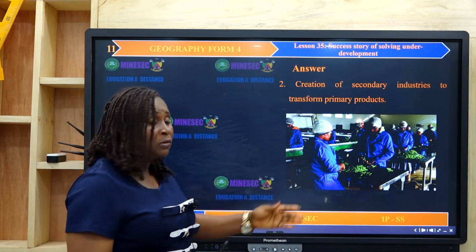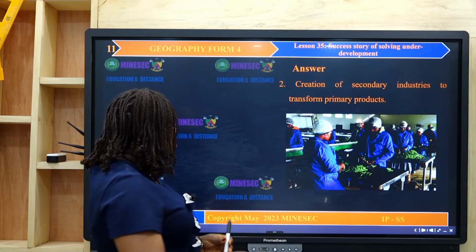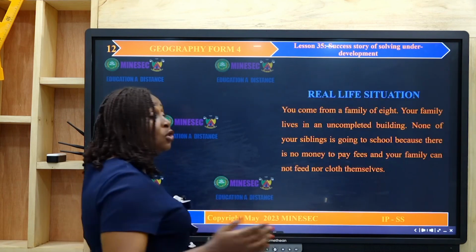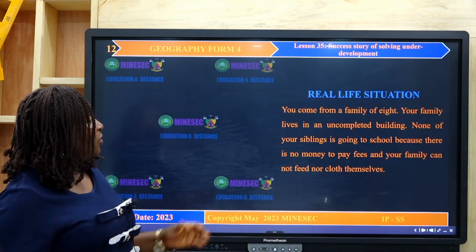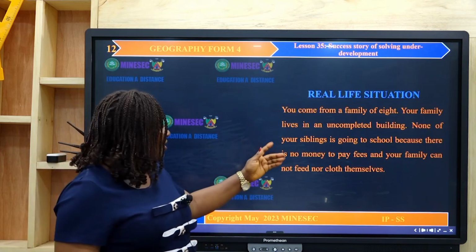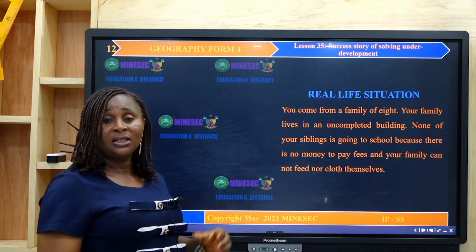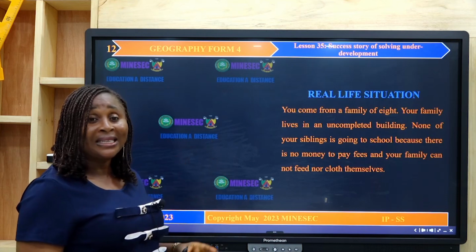When that is done, the value of the product will be increased and income will be raised. Now, before we get into the lesson, let us describe this situation again. It's a similar situation we had in the last lesson.